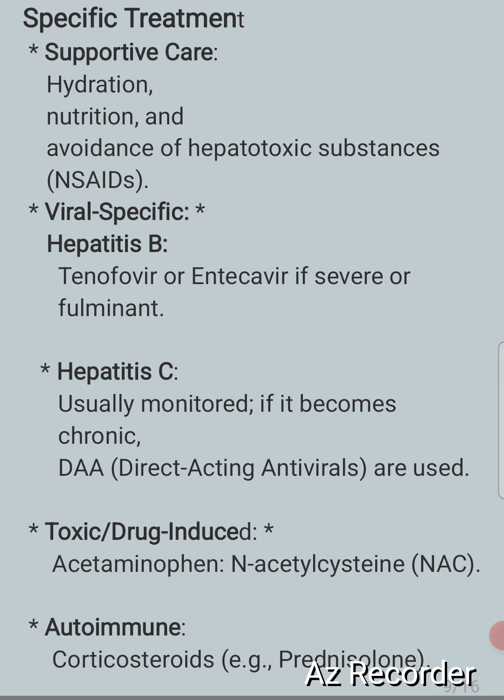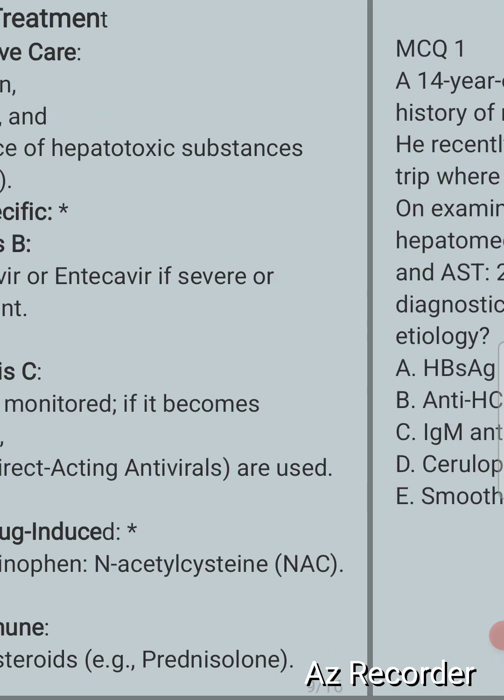So the treatment is supportive, which includes maintaining hydration and nutrition and avoidance of hepatotoxic substances such as NSAIDs. For hepatitis B, there are specific treatments such as tenofovir or entecavir if severe or fulminant. Hepatitis C is treated with direct-acting antivirals. Drugs and toxins such as acetaminophen are treated with N-acetylcysteine, and autoimmune hepatitis is treated with corticosteroids or prednisolone.